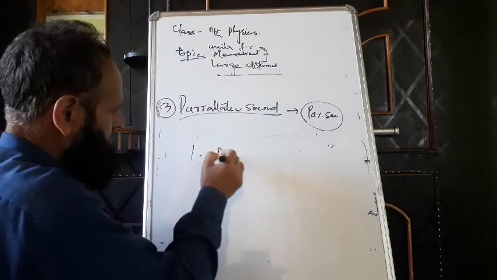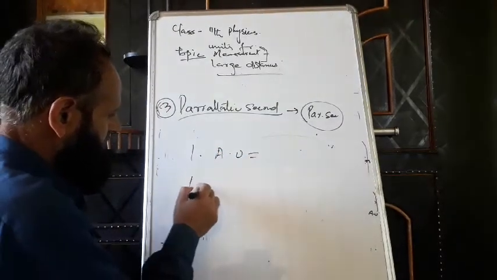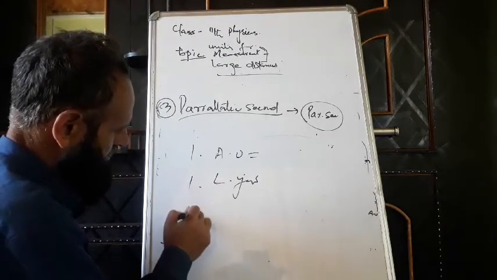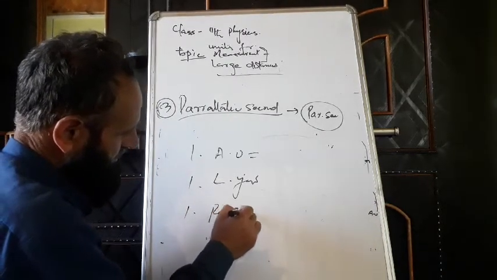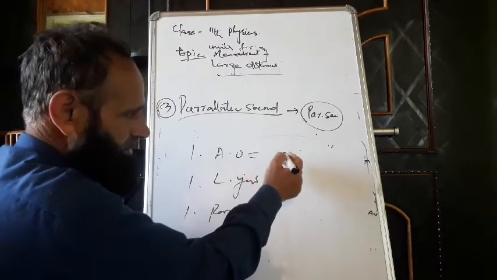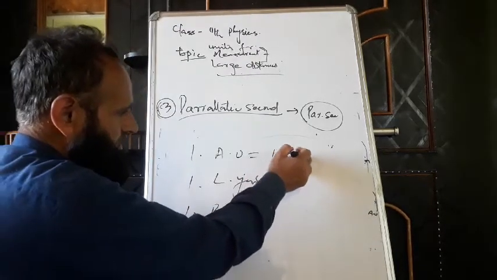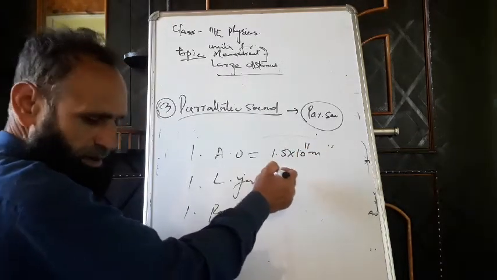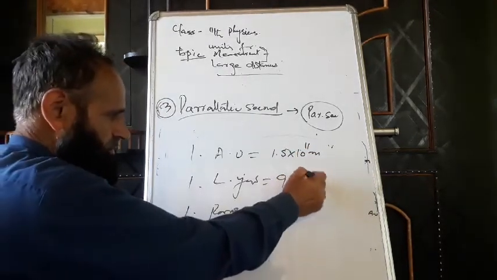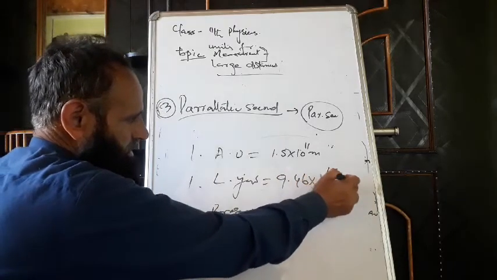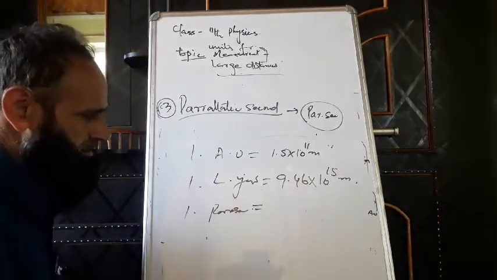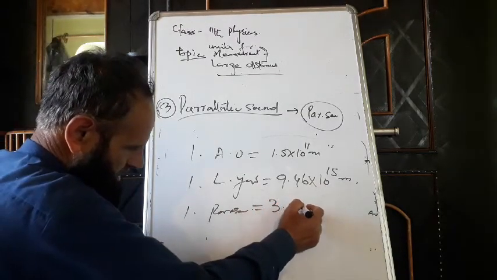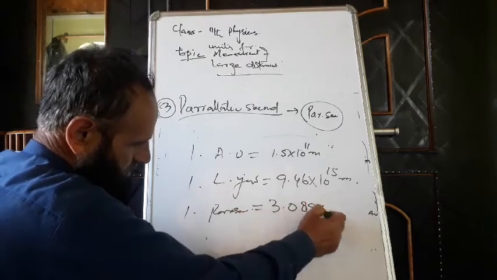how much distance 1 AU is, how much distance 1 light year is, and 1 parsec. So 1 astronomical unit is 1.5 into 10 raised to power 11 meters, 1 light year is 9.46 into 10 raised to power 15 meters, and this is our 1 parsec, 3.089 into 10 raised to power 16 meters.